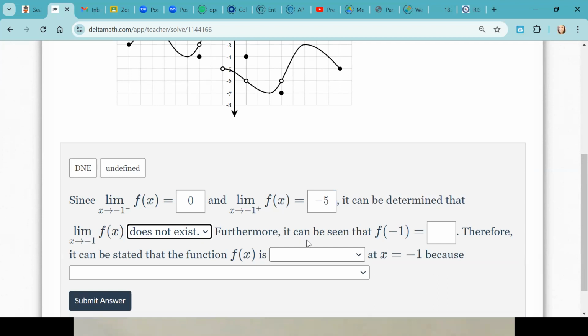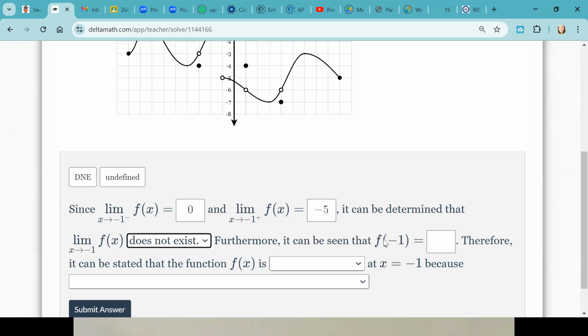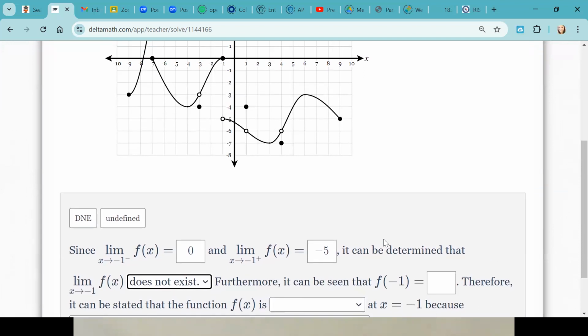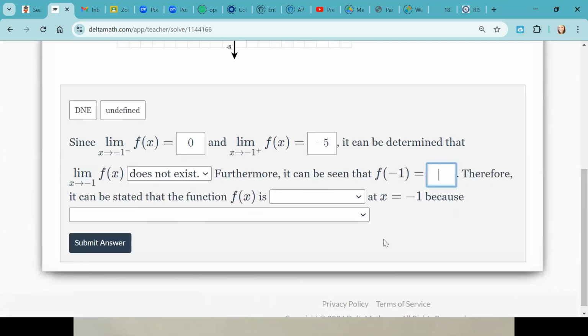Okay, then it says, furthermore, it can be seen that f of -1, they're looking for the y value. Where is the y value at -1? Remember, I'm looking for a closed dot for that. 0 is correct. Now, for your notes, would I have even made you find this? No, because if part 1 is broken, I wouldn't have even made you go and find this, but Delta Math does. Okay, so then it's stated, is it continuous or not? No. Because if my limit doesn't exist, it doesn't matter what my y value is. Okay, because it can't be equal to it if it doesn't exist.